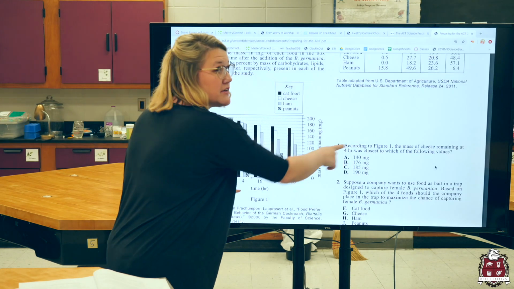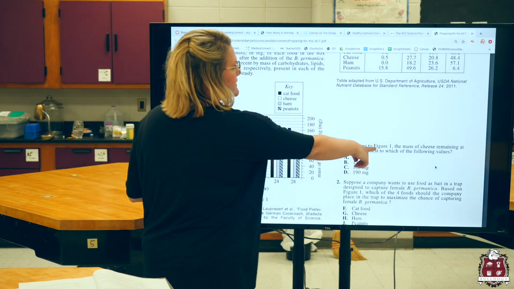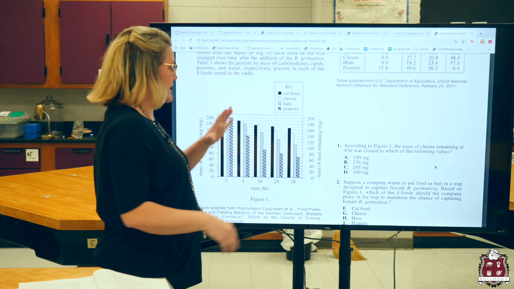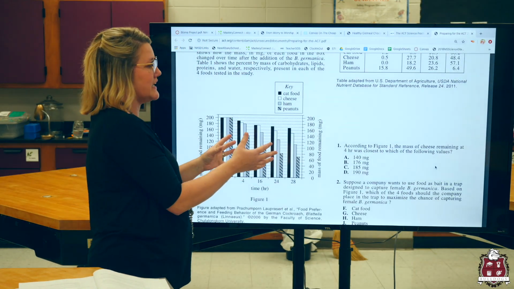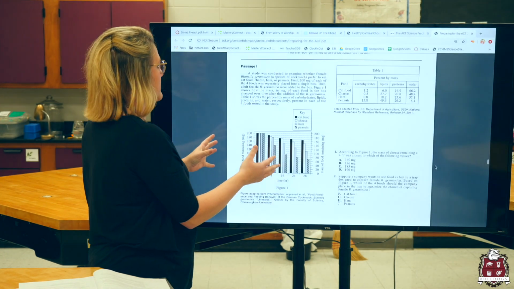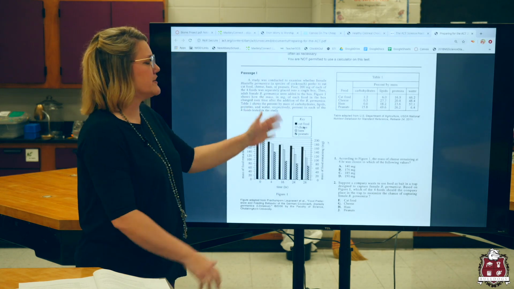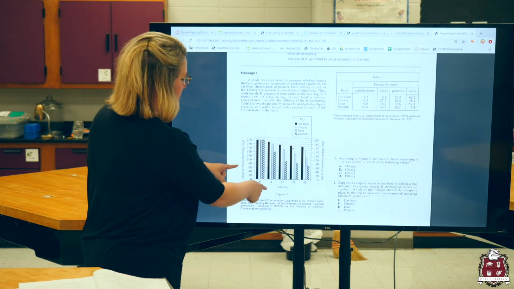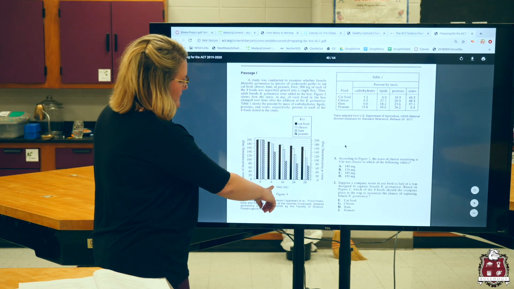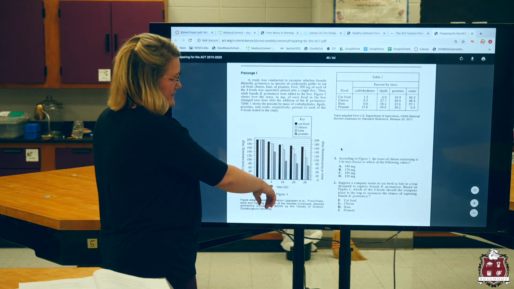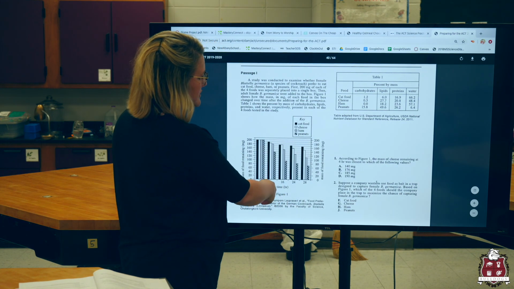Okay, so first of all, like Miss Kent said, if they tell you where to go look, that's where you go look. So it says, according to figure 1, I'm going to find figure 1. Now, if she shrunk this down and you saw the whole page again, it can become overwhelming because look, we have a table 1 and a figure 1, and sometimes there's all kinds of things there, but this is labeled as figure 1, so I know that this is where I need to move to. So I look and I find my time here is the 4th hour, and what they want to know about, it says the mass of cheese remaining.